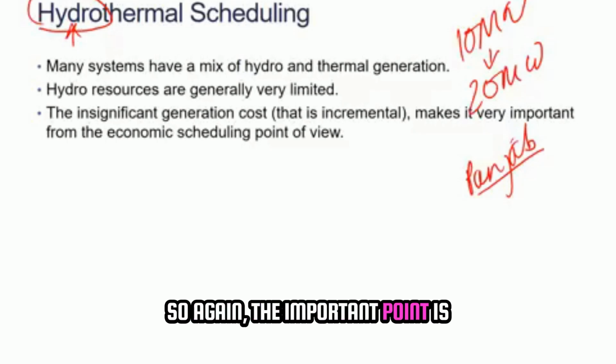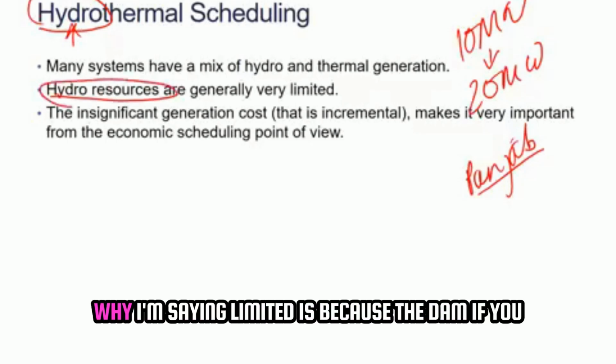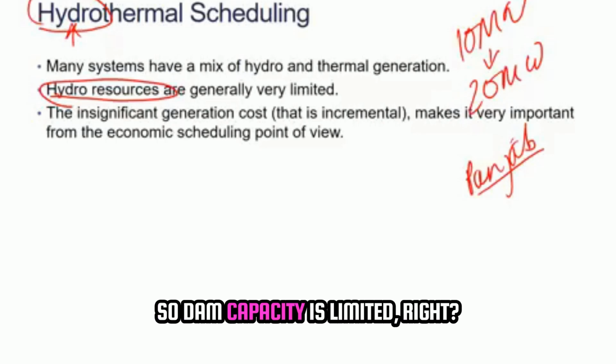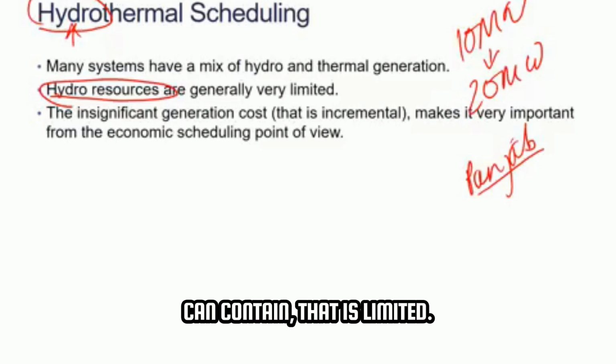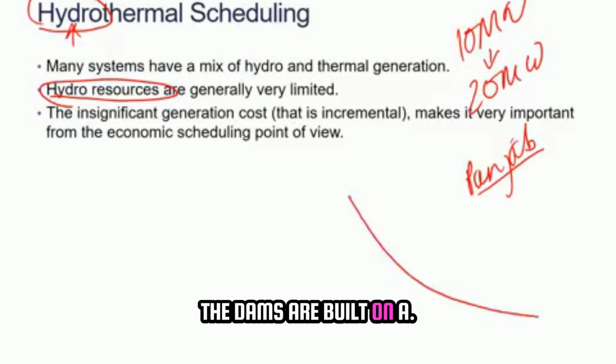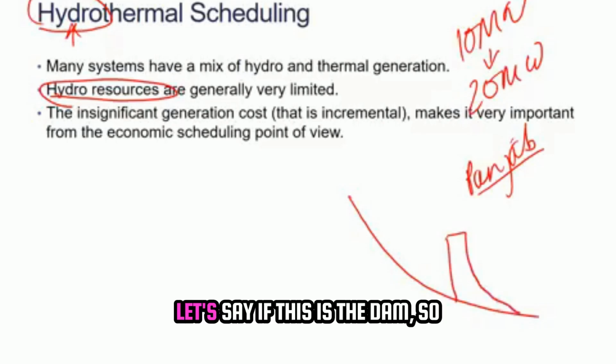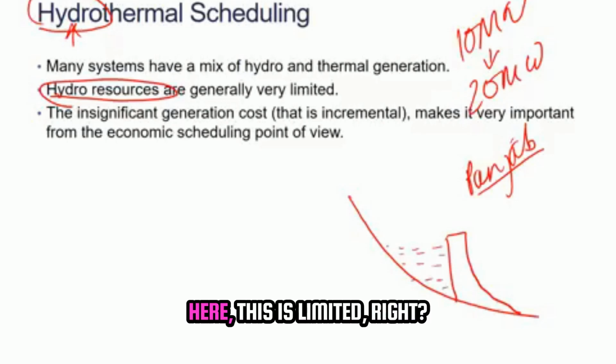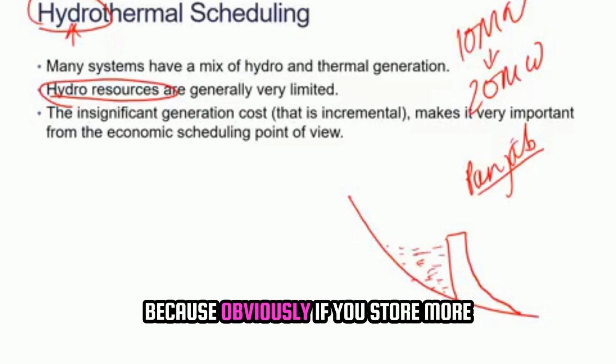So again, the important point is that hydro resources are limited. Why I'm saying limited is because, let's talk about dam-based power plants, dam capacity is limited, right? How much maximum volume a dam can contain is limited. Generally the dams are built on a river, so if this is the dam, the water capacity it can store here is limited, because obviously if you store more water, it might overflow.